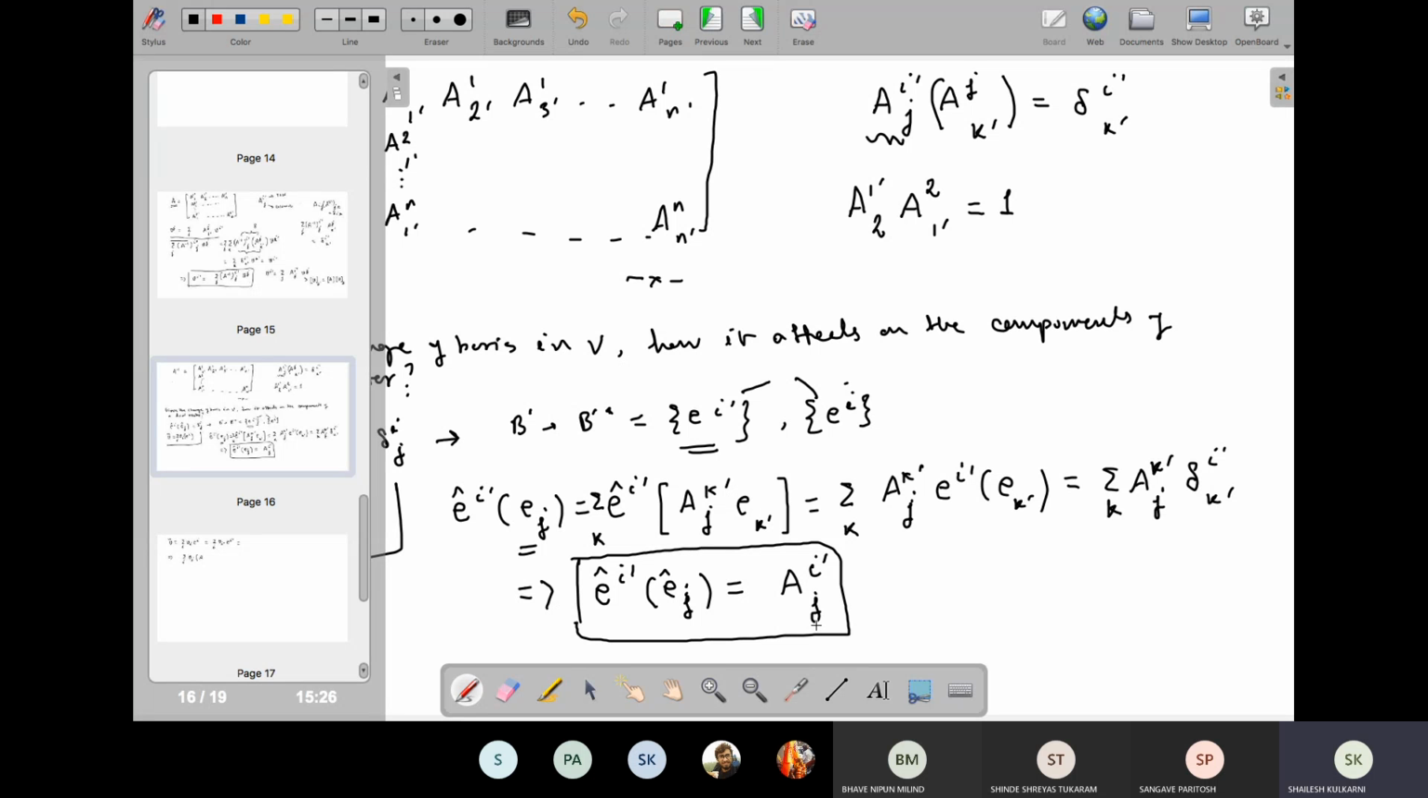That was our result. From here we can easily get the relationship between E I prime and E I. What will be the relation? Can anyone tell me? From this, just tell me the relation between E I prime and E I.